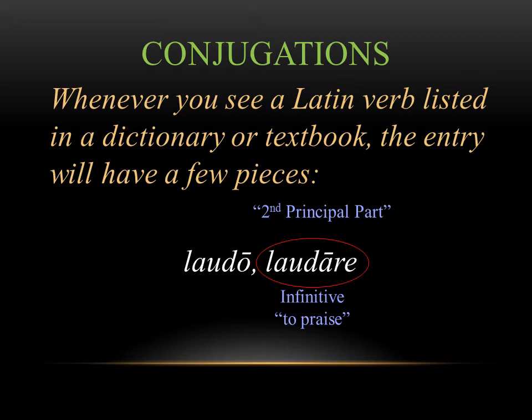verb belongs to. So the reason you're seeing laudo, laudare here is 1, to show you how to spell the first person, laudo, and 2, it's giving the infinitive to tell you what conjugation this verb belongs to. In this case, laudare belongs to the first conjugation because it has that -are ending.